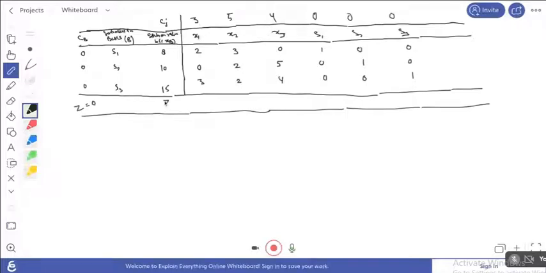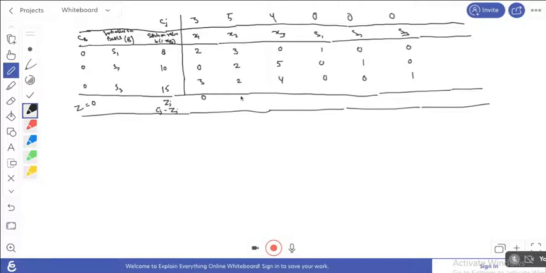You have to find out the value of Zj, and then the value of Cj minus Zj. Zj means we have to multiply this Cb column with this column, so this transpose with this: 0 into 2 plus 0 into 0 plus 0 into 3. This becomes 0 because this is your 0 vector.